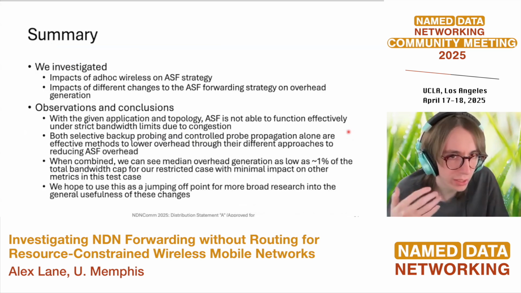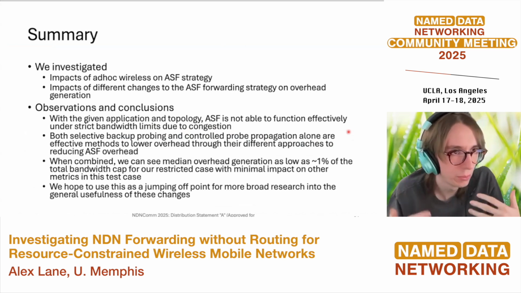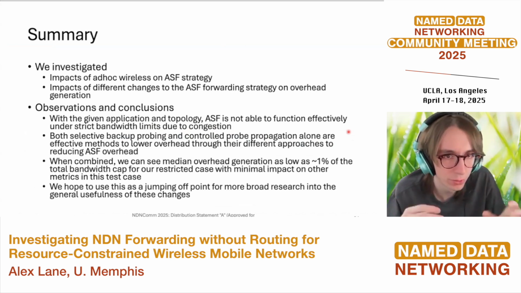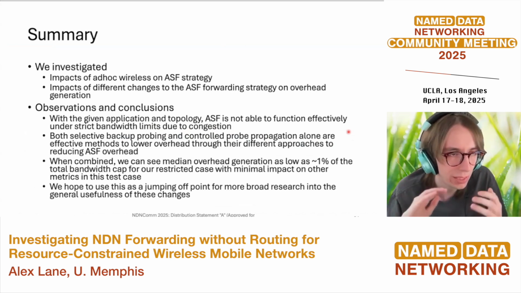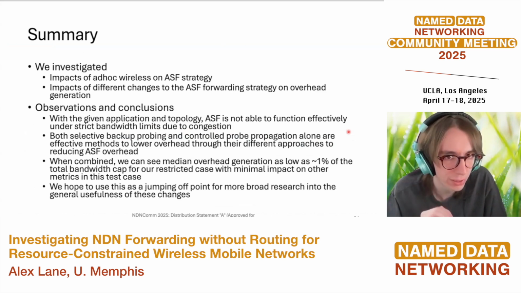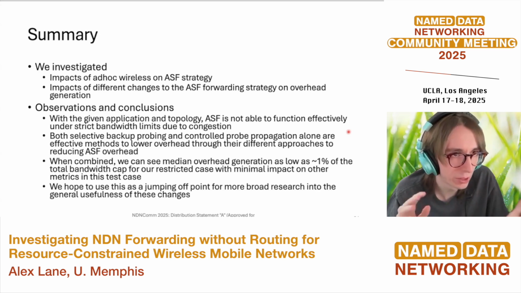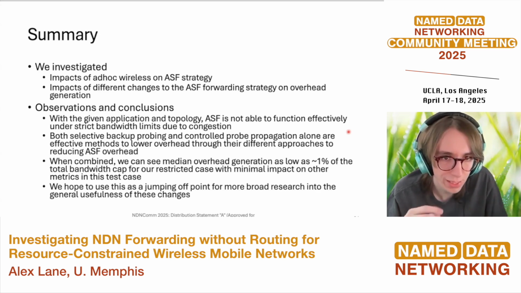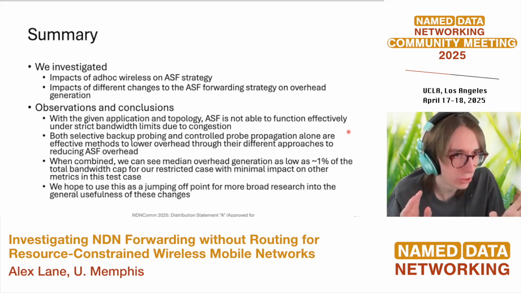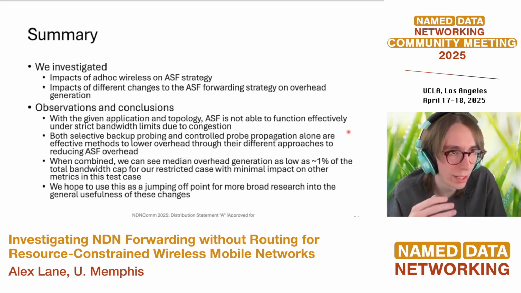So broadly, we've shown this modification to our adaptive forwarding strategy and how it allows us to create these NDN networks in these very bandwidth constrained tests. As I said, ASF is not able to function effectively, and LSR has generally not shown similar results in the small scale tests we did for that. This combination change seems to be the most optimal.